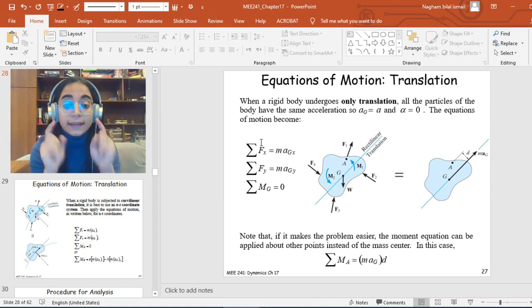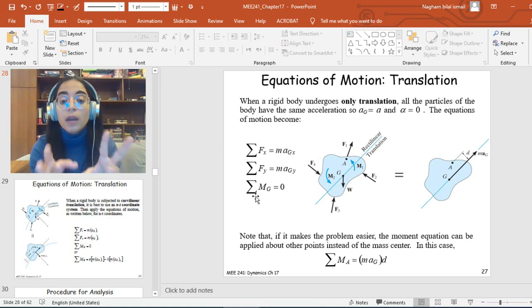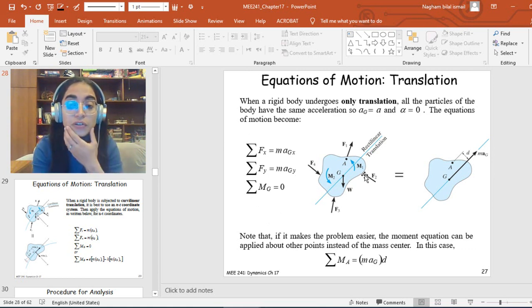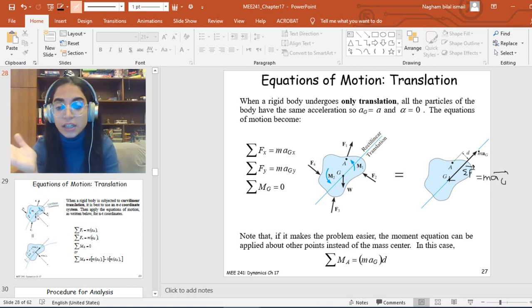If it makes the problem easier, the moment equation around G could be replaced by the moment equation around a point A, sum of M_A, for example. And what will be this sum of M_A? Remember, guys, that at this G, I'm going to have the resultant force. And this resultant force, sum of F, will be equal to what? It will be equal to m a_G in vector form. So if I draw this resultant force, it will be equal to m a_G, and it will be in the same direction as the acceleration of this body.